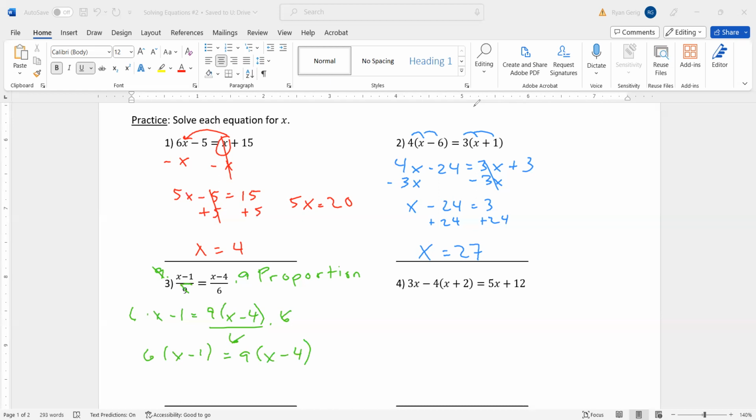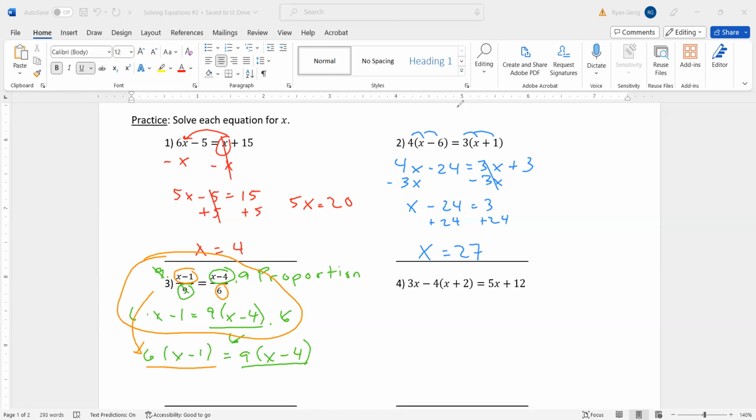So the 9 and the x minus 4 are being multiplied together. Then the 6 and the x minus 1 are being multiplied together. So rather than doing all of this work here, I can go straight to cross multiplying. That's where you've probably done it before, but I wanted to show you why it works.